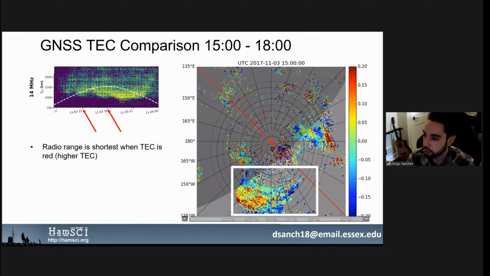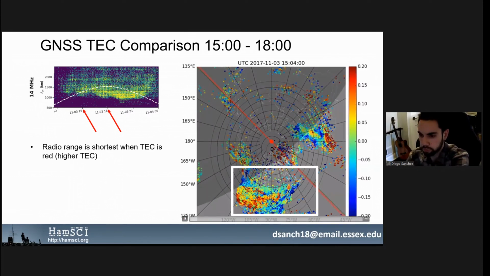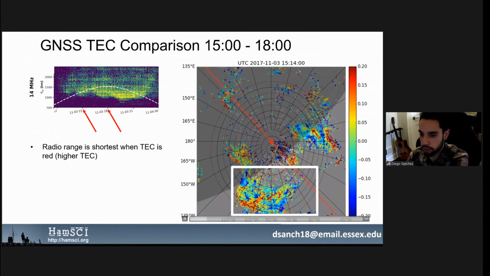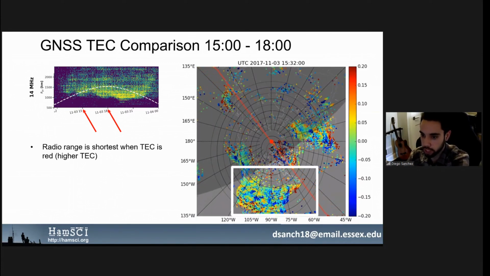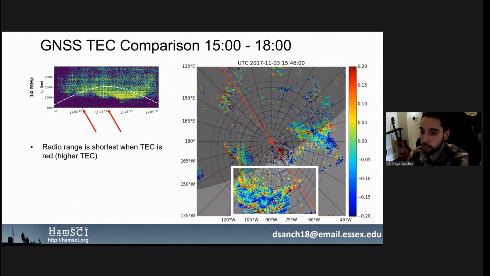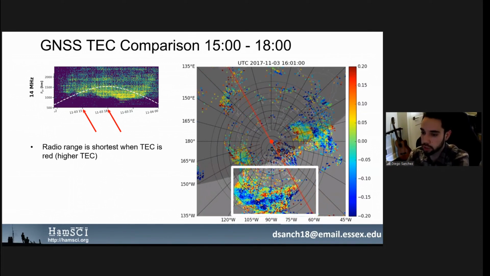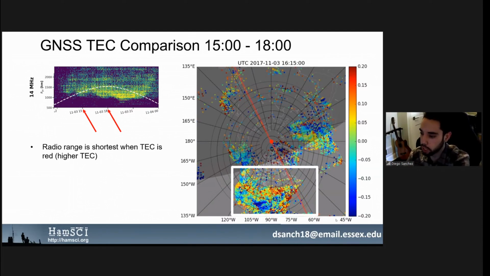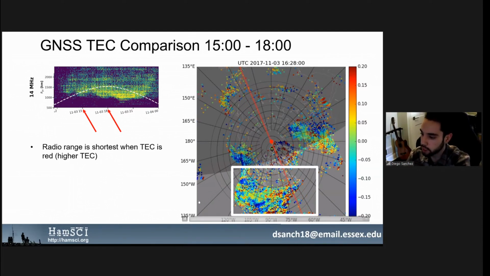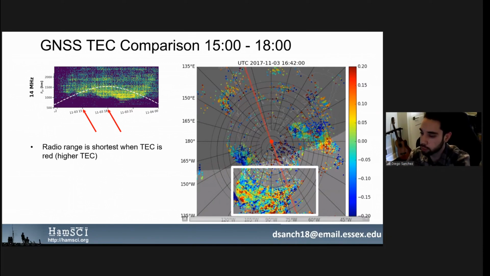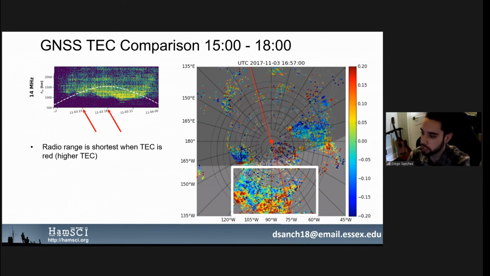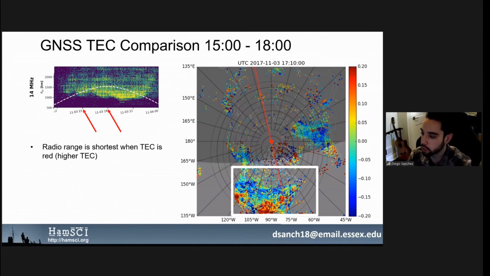So here we have a video from November 3rd, 2017, from 3 o'clock to 6 o'clock. And you can see as time goes by, and we see on the left the ham radio histogram, as the propagation distance rises, we would actually see bluer colors on the TEC map. And then as it comes back down again, we see a rise in total electron content.